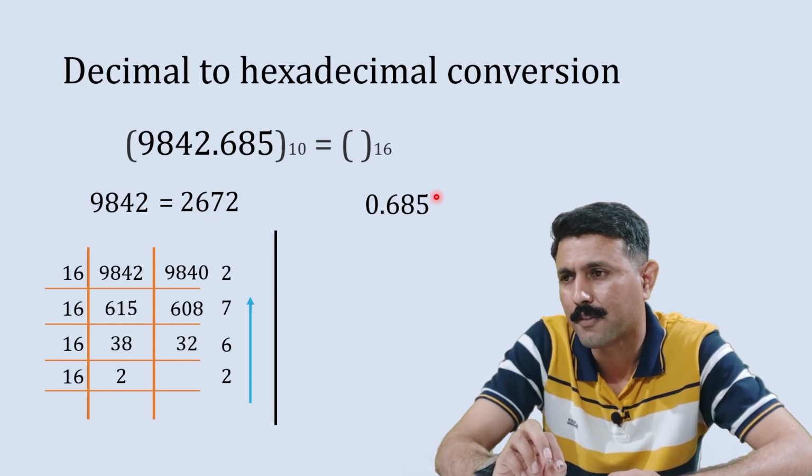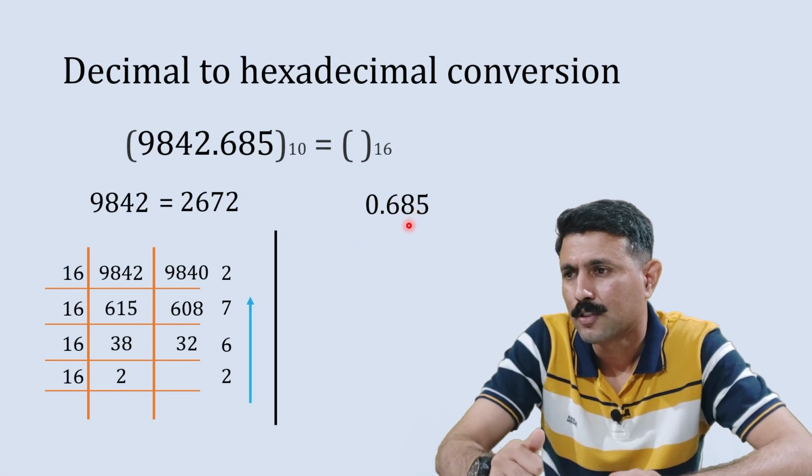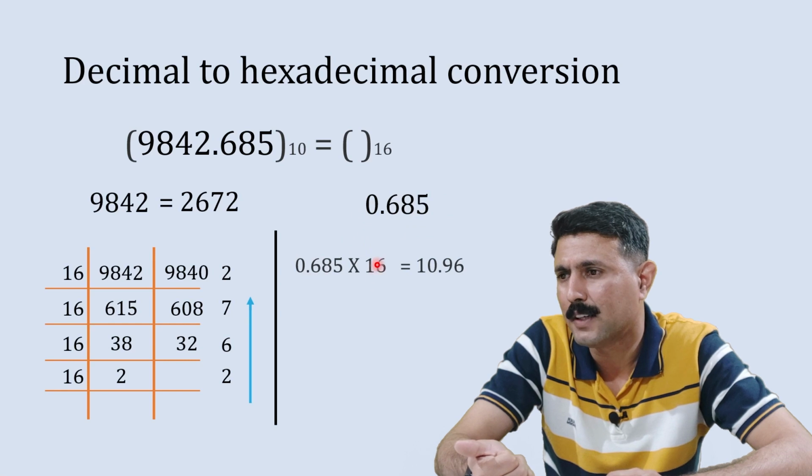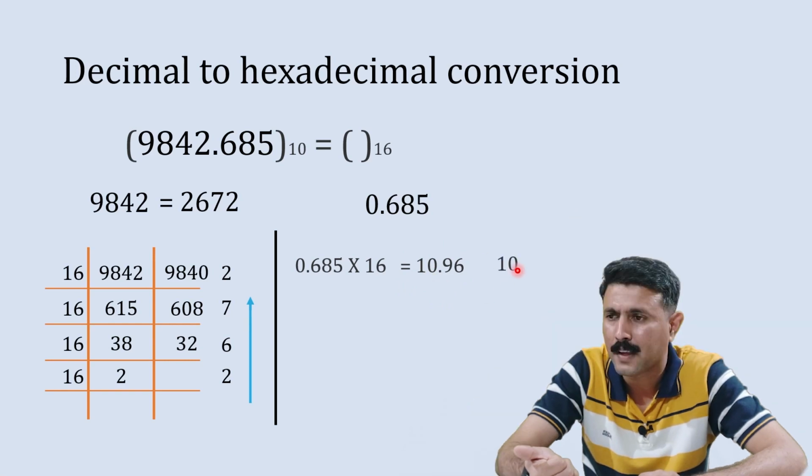Now we'll go for the fractional part. So to convert that, we're supposed to multiply this part with 16. So when you multiply it with 16, we'll get 10.96. So from this number, take away this 10. And what is the hexadecimal equivalent to 10?